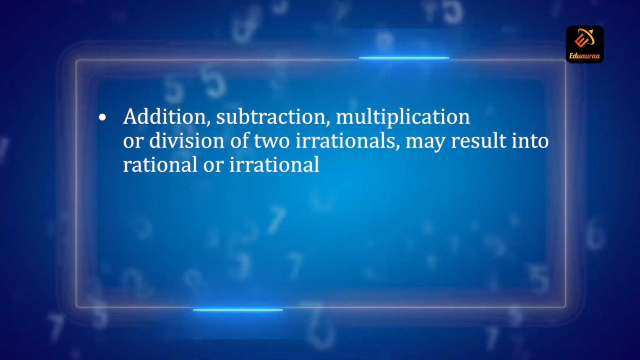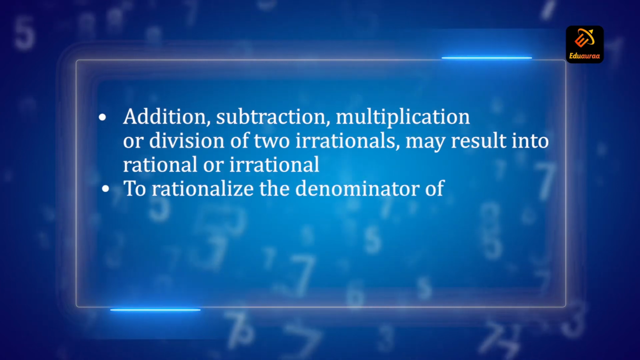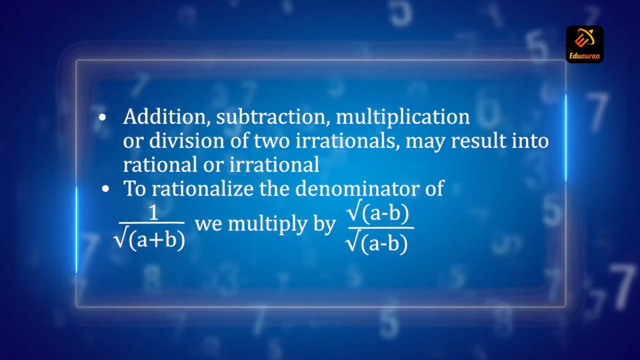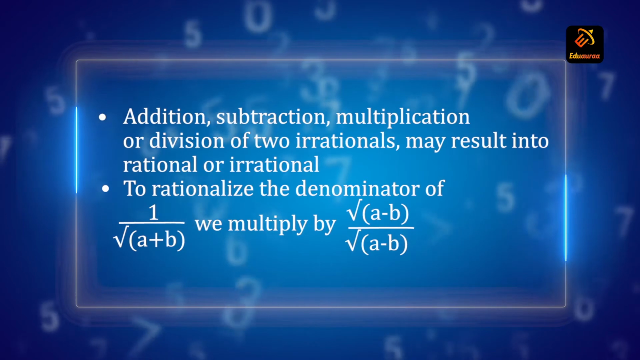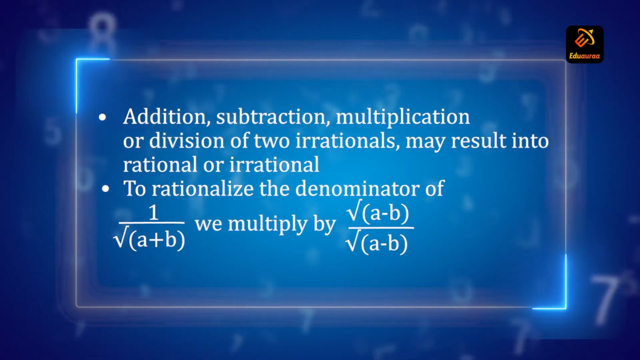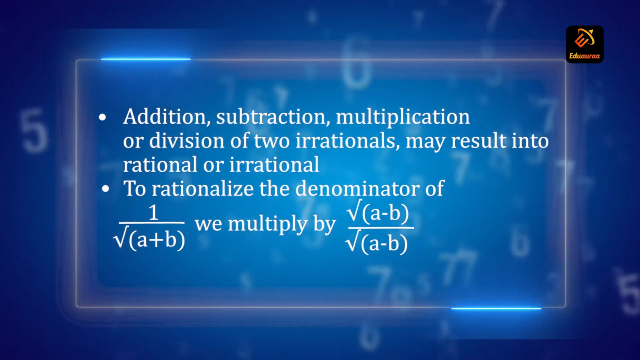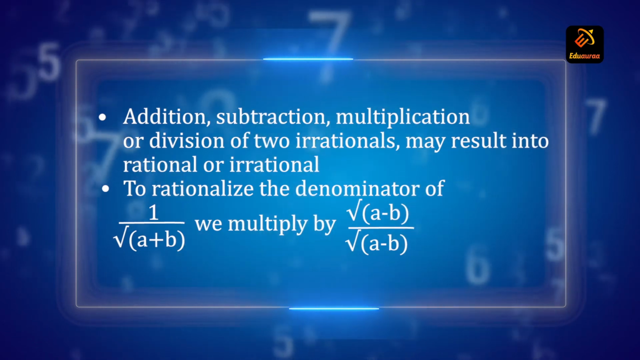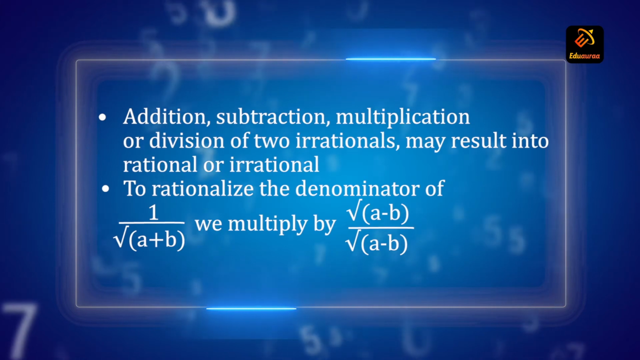And remember students, to rationalize the denominator of 1 upon root a plus b, we multiply the numerator and denominator by root a minus b, so that the denominator will be a minus b square and you will have root a minus b in the numerator.